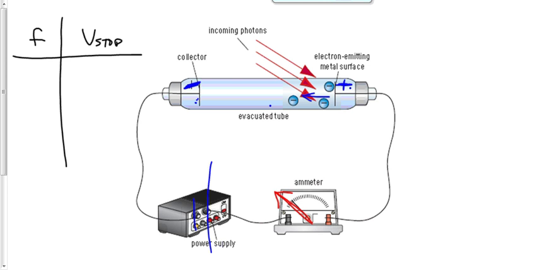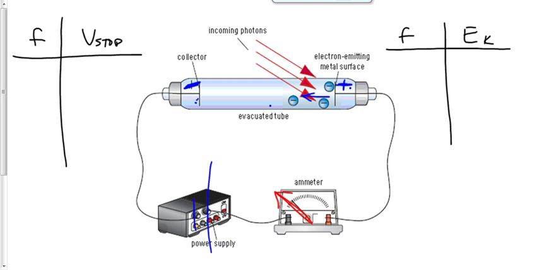Graph it. Probably graph it, right? A lot of times what we actually do is create a new table first, frequency and EK max, as opposed to stopping potential. EK max just comes from QV stop, so it's pretty easy to find, right? But not always. Sometimes we just graph these two variables.